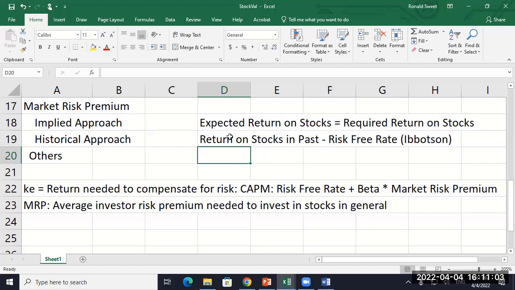So let's talk about the implied approach, which is what I want you to use from paper 3. The implied approach says we're looking for the required return on stocks. That doesn't exist anywhere, but we can figure out what stocks are expected to return. And let's just assume those two numbers are the same.